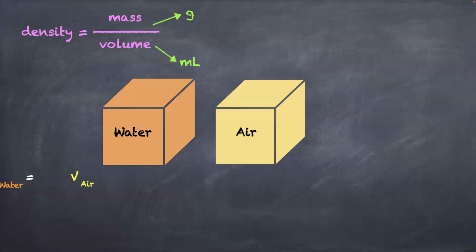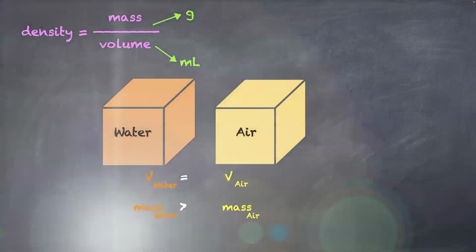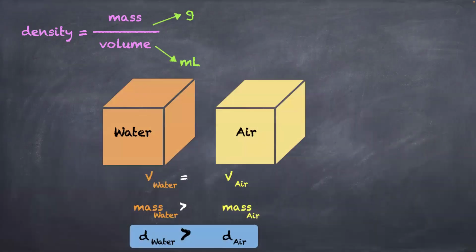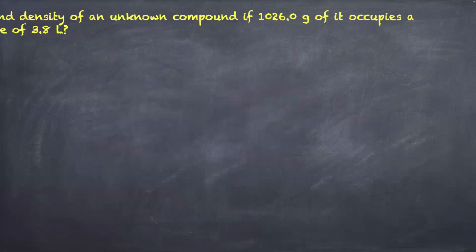If you look at the volume of these two, you can see the volume is exactly the same. However, the mass of the water is generally heavier than the mass of air. If you imagine holding those two, you will see that the one containing the water is going to be heavier than the air. So in this case, since the volume is the same for both, but the mass is higher for water, we can conclude that the density of water is higher than the density of the air. So let's look at some examples here.